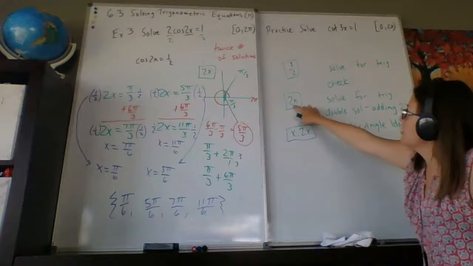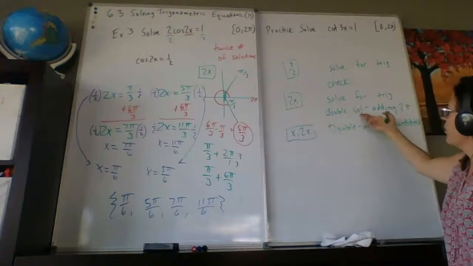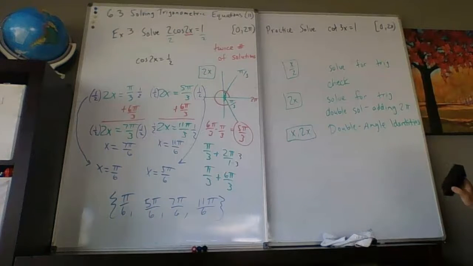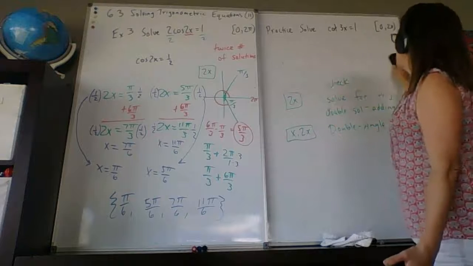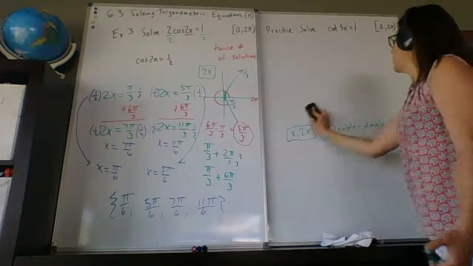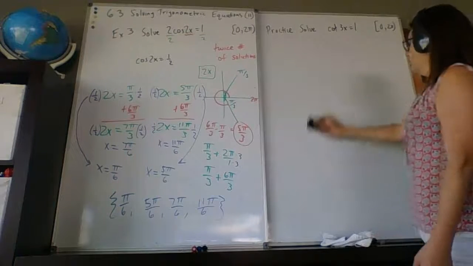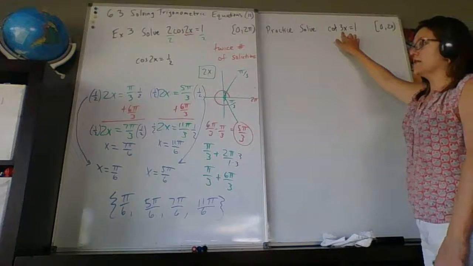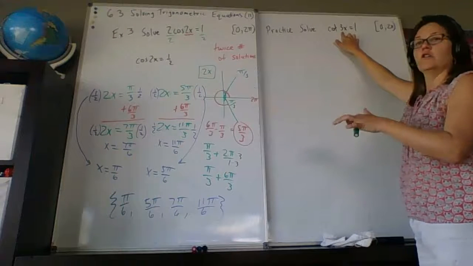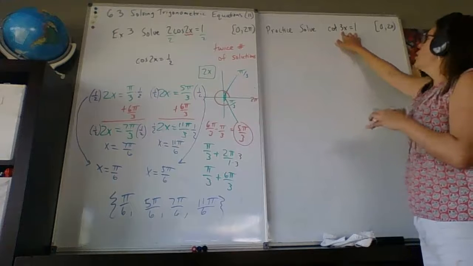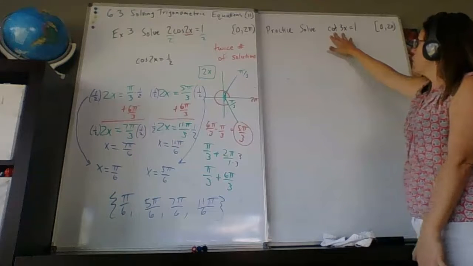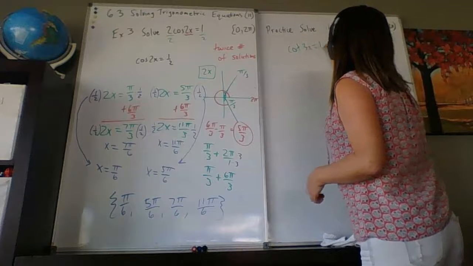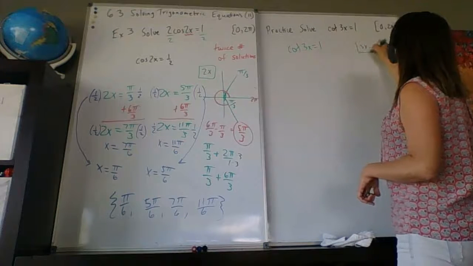And of course, if this was a 3x, then that would be triple the number of solutions, and so on and so forth. Now let's take a look at practice. Solve cotangent of 3x equals 1 from 0 to 2 pi. So here we have a 3x, but there's no other trig function with an x. So we've already solved for cotangent x. So we get cotangent 3x equals 1. So we're ready for our 3x picture.